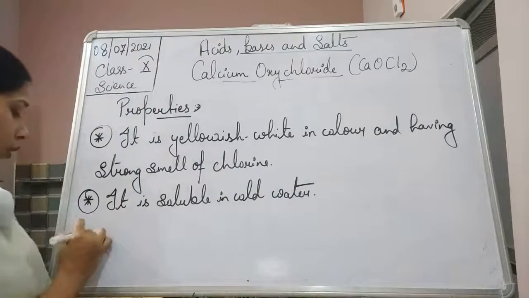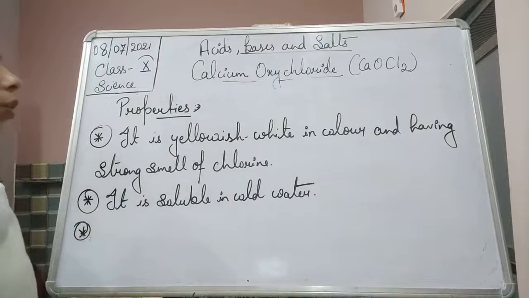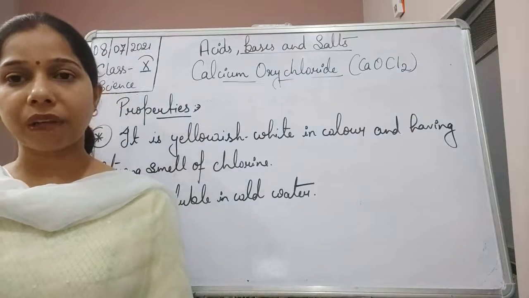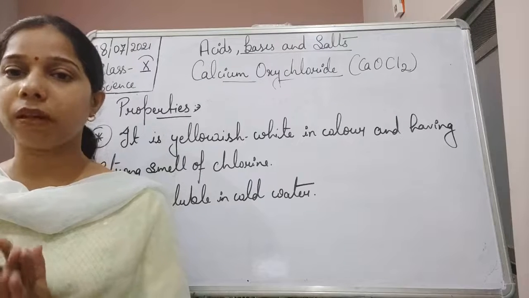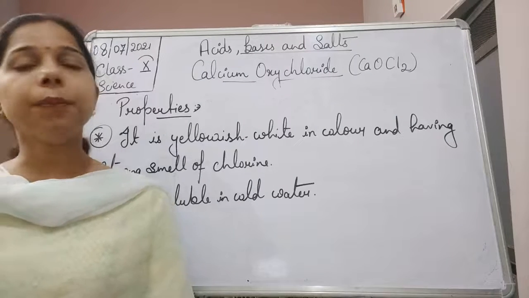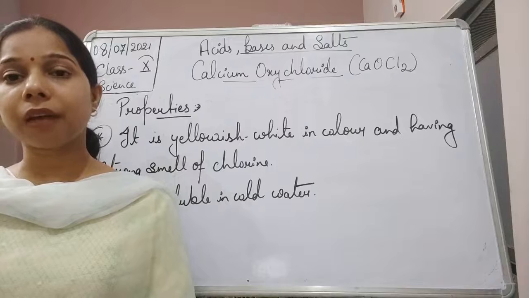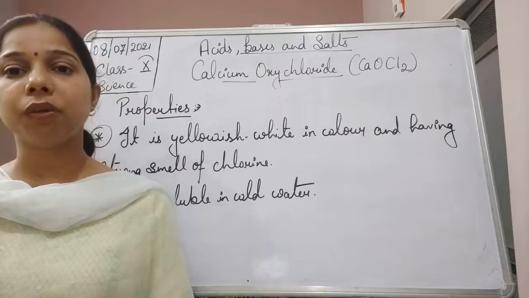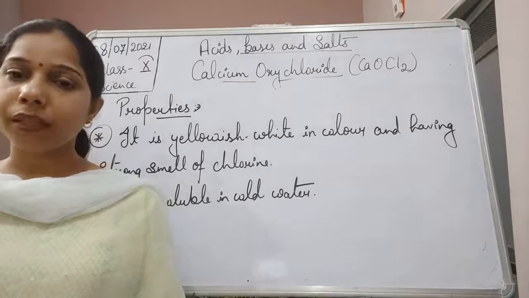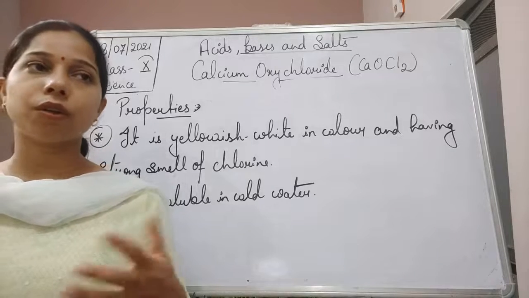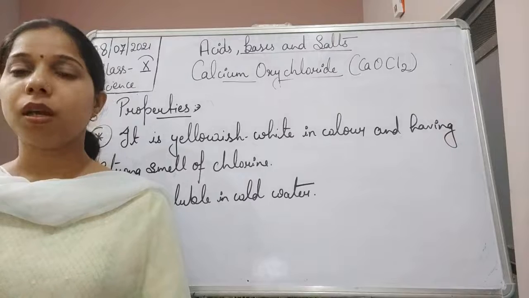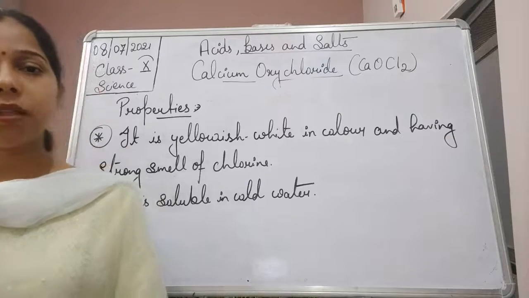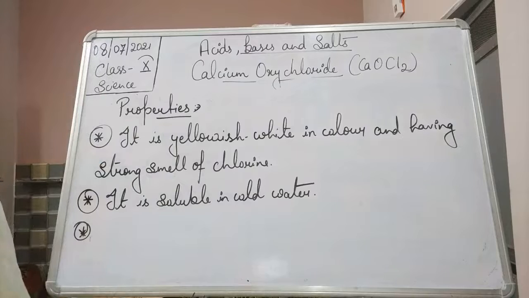It is soluble in cold water, yellowish white in color, and when you mix it in water, it can easily dissolve in the water, student. Another property, students, is that when it reacts with dilute acid, it releases chlorine gas. So either it is reacting with hydrochloric acid or sulfuric acid, you will find that ultimately it will release the chlorine gas.